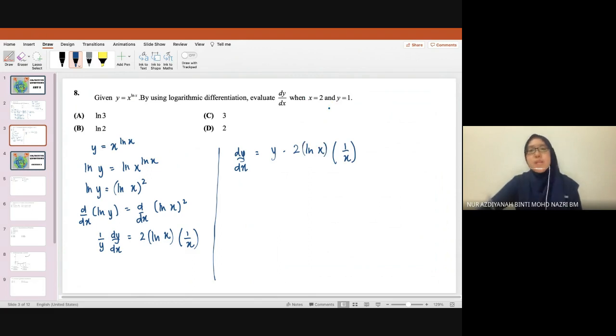Okay, and then because you are given this value of x and y, we'll just substitute this value lah. So we have 1 times with 2 ln 2 and then times with 1 over 2. So 2 dengan 2 ni boleh simplify. So jawapan untuk dy dx kita adalah ln 2 dekat sini. Okay, so this is our answer. Our answer is B. Okay, so jawapan terus dapat ln 2. Okay, so that is for section A.